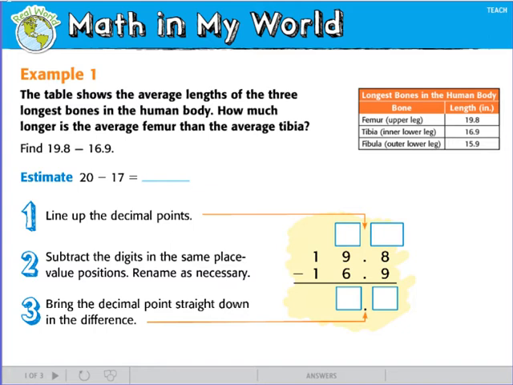Okay, so we're going to find, the table shows the average lengths of 3 of the longest bones in the human body. How much longer is the average femur than the average tibia? Well, the average femur is right here, and it is 19.8 inches. The average tibia is 16.9 inches. Now, we've been estimating everything that we've been doing all along. They want us to estimate until we can check our answers.